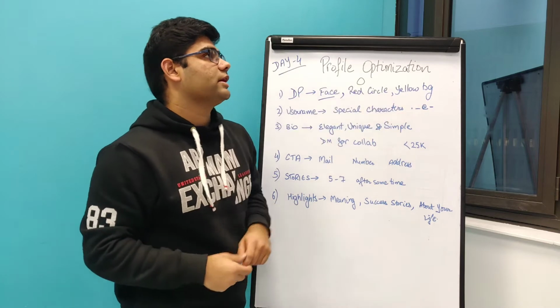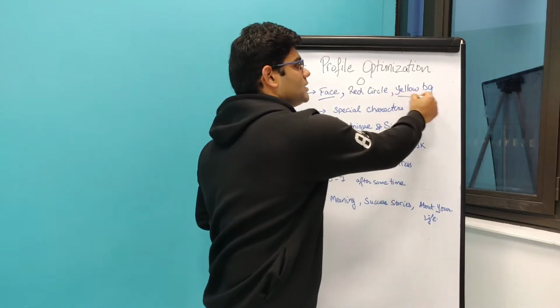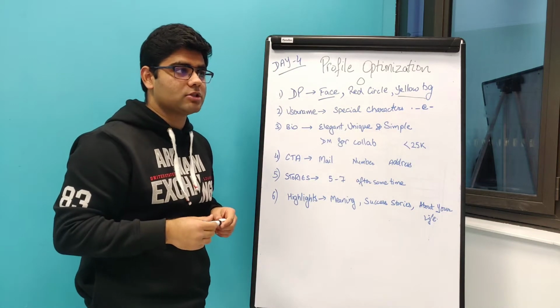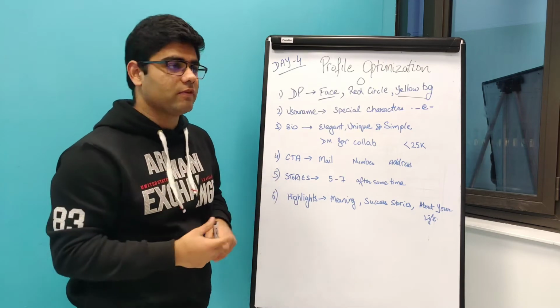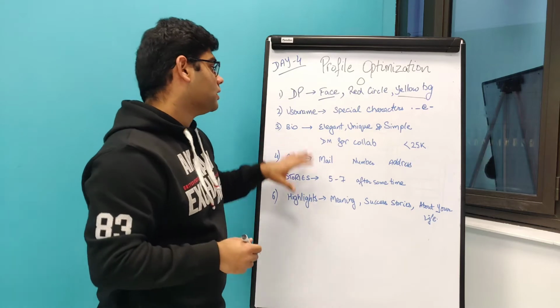And the third thing is a yellow background. The concept for the yellow background is that it is a light color and it helps your profile image to boost up, it displays very well if you have a yellow background in the end, right?